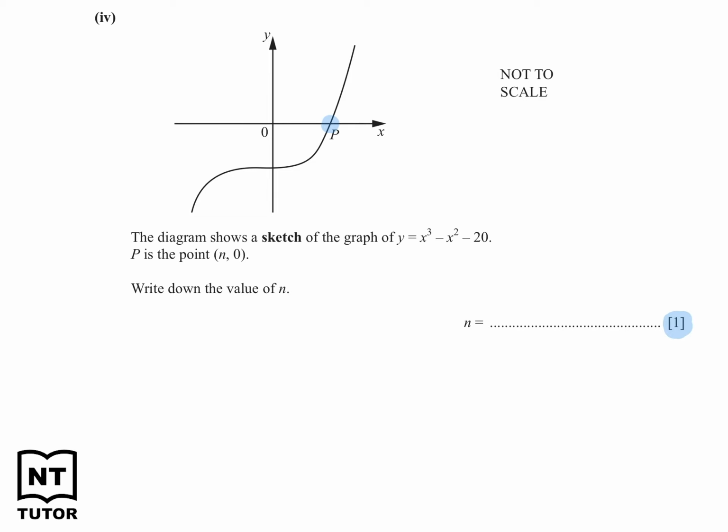And whenever we want to find the x-intercept of any graph, we substitute y equals 0 because it's when the y-coordinate is equal to 0. So if I substitute this y with 0, the expression turns into 0 equals x cubed minus x squared minus 20, which is the exact expression we used our graph to solve in the previous part. So the n is equal to x from our previous part, which is equal to 3.1. Therefore, n equals 3.1.